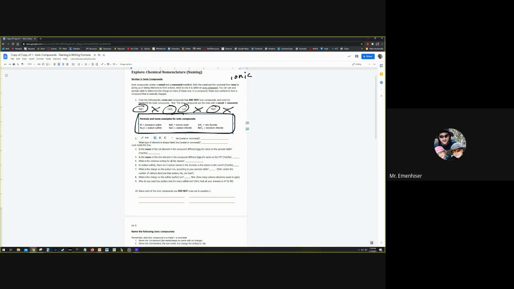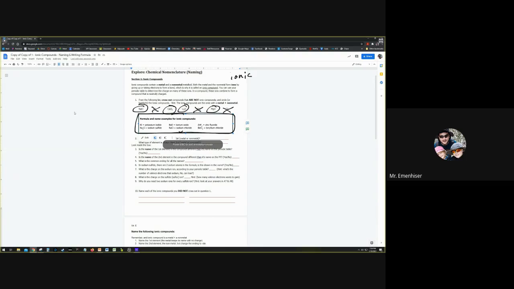Let's look at these examples. Formulas and name examples for ionic compounds. Potassium iodide is KI. Sodium sulfide is Na2S. Remember, the 2 is for balancing. BaO is barium oxide. NaCl is sodium chloride. Hey, we know that one. Zinc fluoride is ZnF2. BeCl2 is beryllium chloride. Okay.